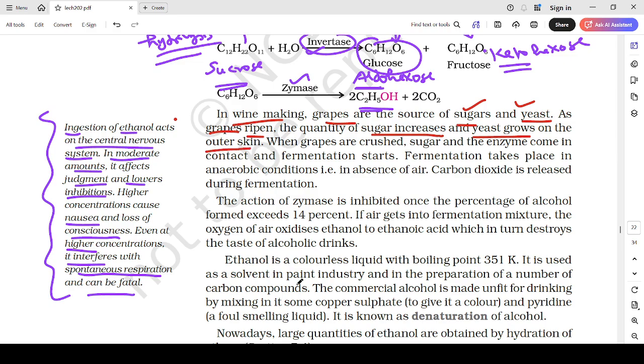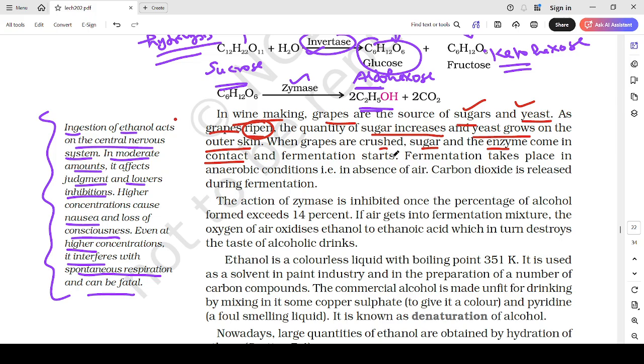As grapes ripen, the quantity of sugar increases and yeast grows on the outer skin. You could have seen this. When you buy some fruit and keep it for quite a long time, not consuming it, you can see the decomposition starts. The decomposition is majorly due to this enzymatic action. And further, fungal action happens. Now, when they start ripening, the yeast grows on the outer skin. So when you crush it, sugar and enzymes come in contact.